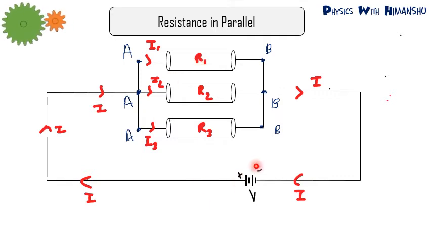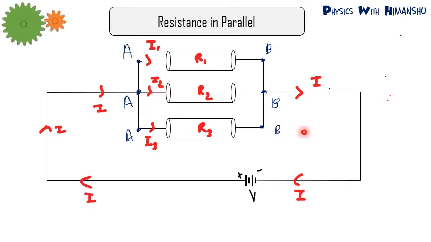So from a battery of potential V, suppose current I is there, and the current I will reach this point and get divided into three parts. It is I1, I2 and I3. I will be equal to I1 plus I2 plus I3, because at any point the total current that is incoming will be equal to the total current that is outgoing.